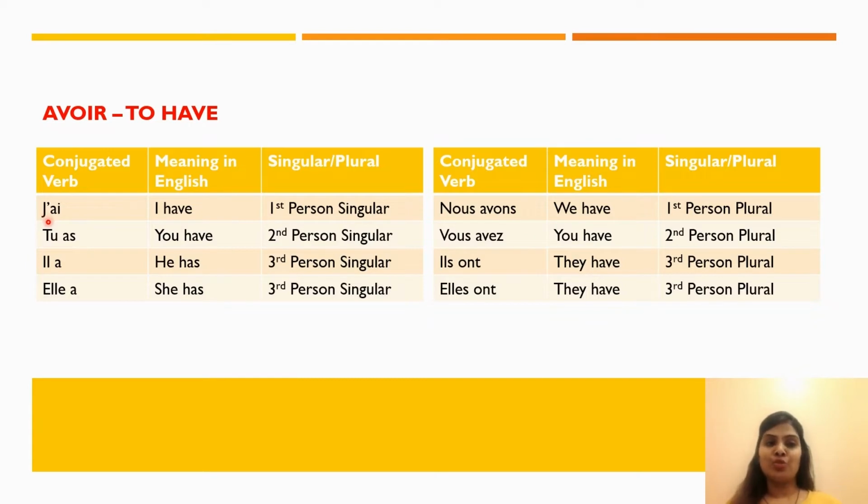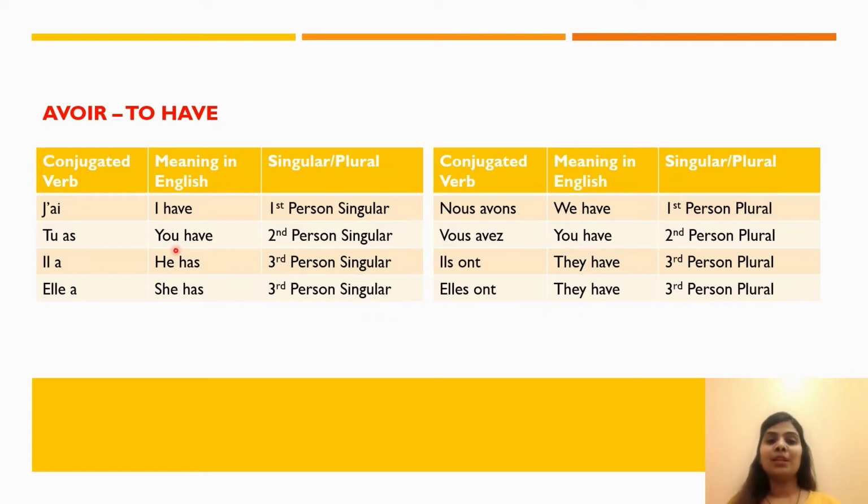Je is je and ai. So it starts with a vowel. We've eliminated the e here and we put an apostrophe. So when we put an apostrophe, we completely pronounce the entire word together, as I've already told in last lessons. In French, we do this. So it is j'ai. But je is I.